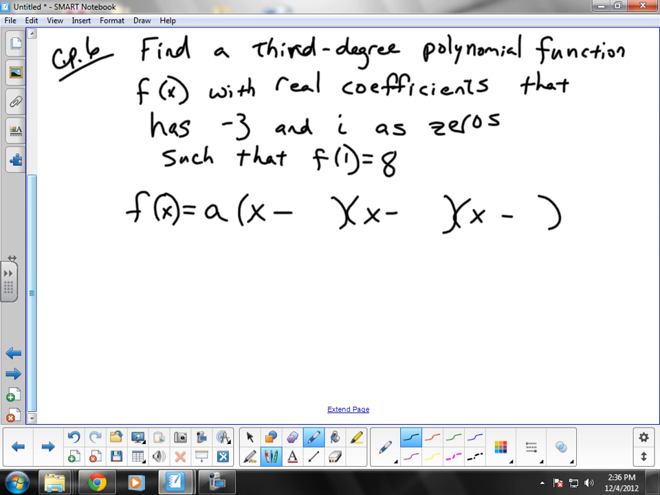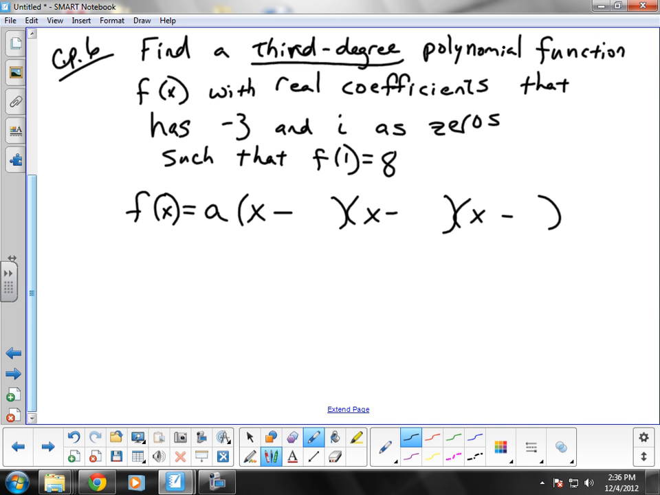Now, why did I know I had 3 zeros? Because it says third degree polynomial. And I know that means I've got 3 roots, and if I have 3 roots, then I've got 3 factors, or 3 zeros. Some books I call them roots, some books I call them zeros. Okay? Everybody understand what I just said?